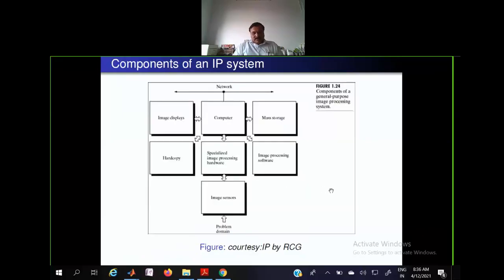So let us go to the next topic: components of an image processing system. Now, assume that we know the various blocks used in an image processing system. Now, I decided that I need to do a project on one of these applications that is listed. What are the components I need? This is for a general purpose processing system, but more or less this is what you need. The problem domain would depend on the application that you are trying to do.